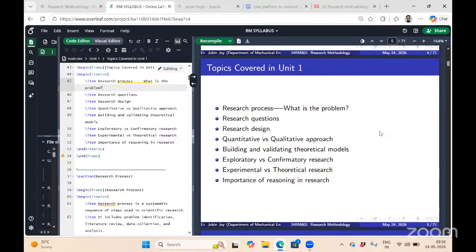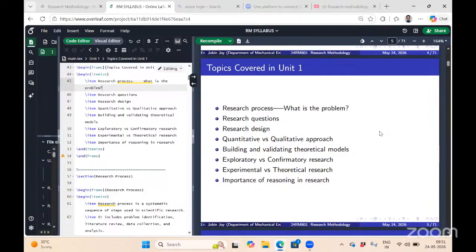What is the importance of reasoning in research? Once we get data or information after completing the experiments or theoretical activities, we have to analyze it properly. We have to interpret that information properly. So the researcher needs reasoning ability to analyze and interpret information logically. There are two types of reasoning: deductive reasoning and inductive reasoning.